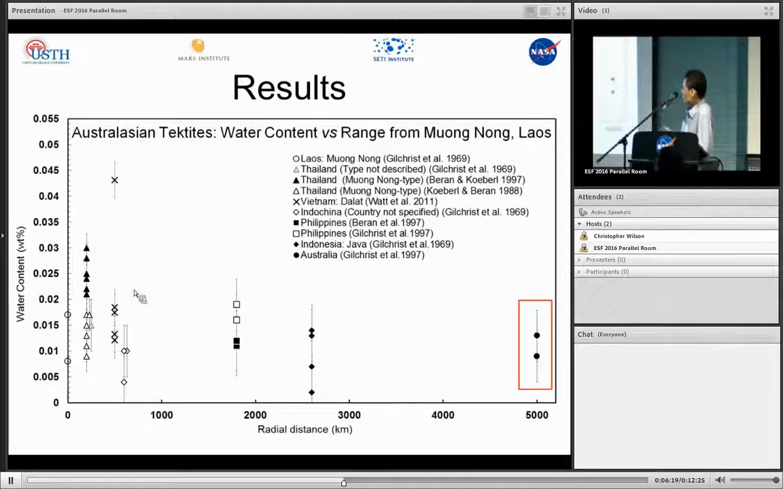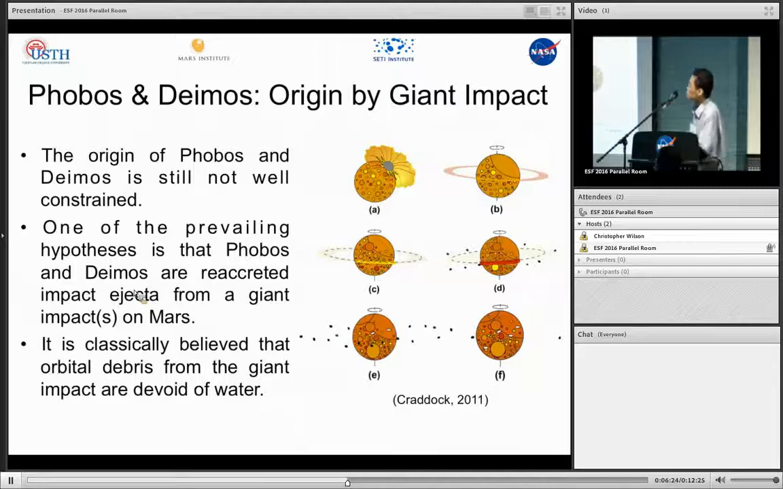So what does it mean for Phobos and Deimos? As Julian has talked about before, the origin of Phobos and Deimos is still not well constrained. One of the prevailing hypotheses is that Phobos and Deimos were recreated from impact ejecta from a giant impact on Mars. People classically believe that from this origin, the orbital debris from a giant impact is devoid of water.